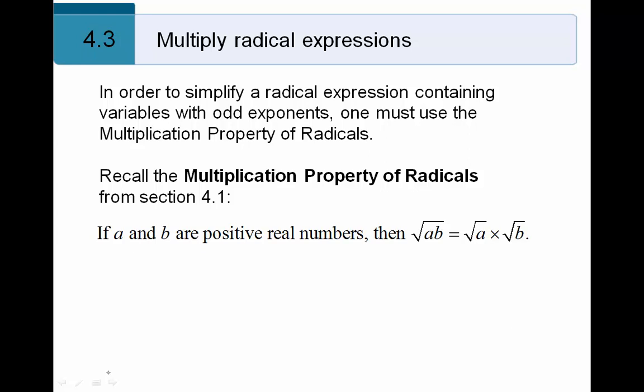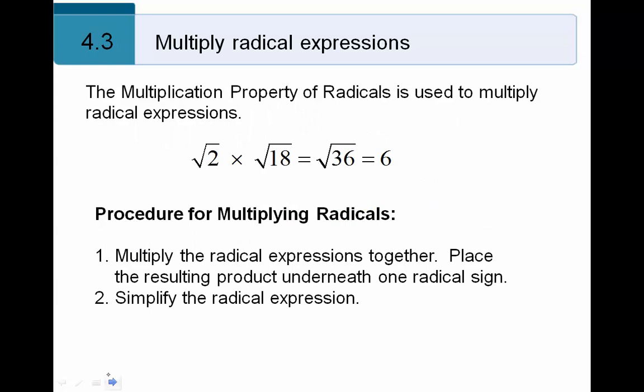Recall that in order to simplify a radical expression containing variables with odd exponents, one must use the multiplication property of radicals. So let's recall the multiplication property of radicals that we used in sections 4.1 and 4.2. If a and b are positive real numbers, then the square root of a times b is equal to the square root of a multiplied by the square root of b. So we'll be using that in this section as well.